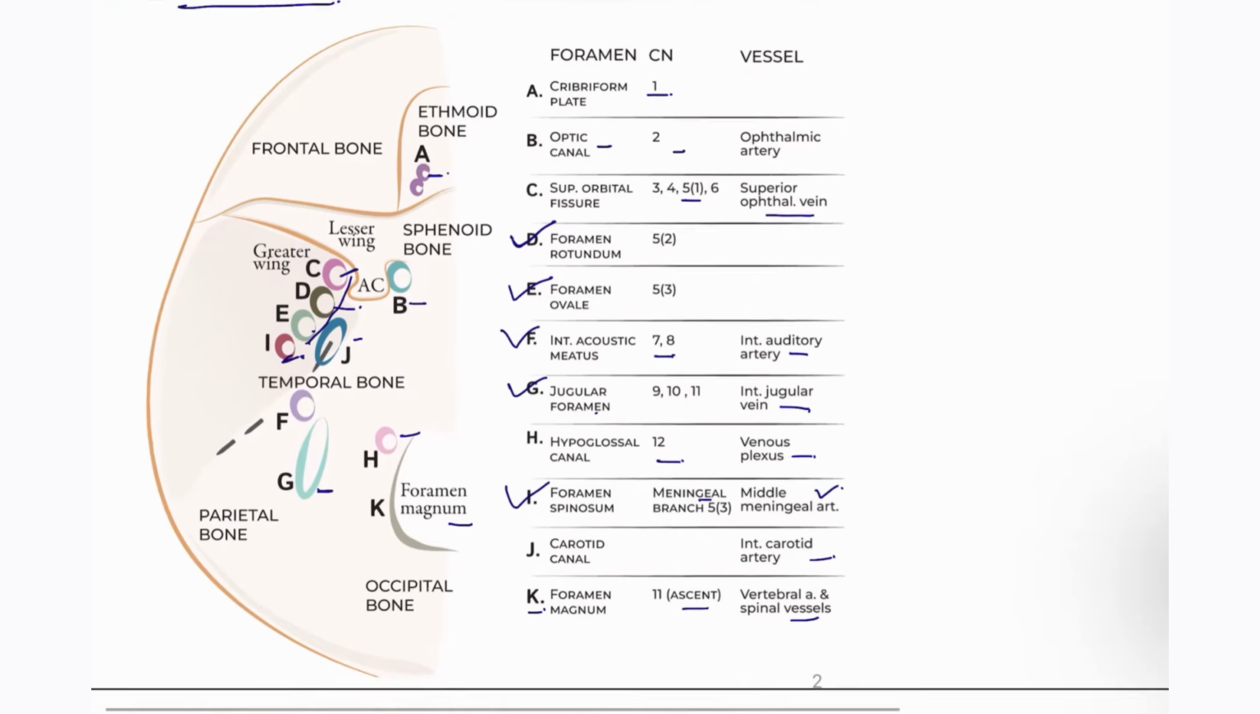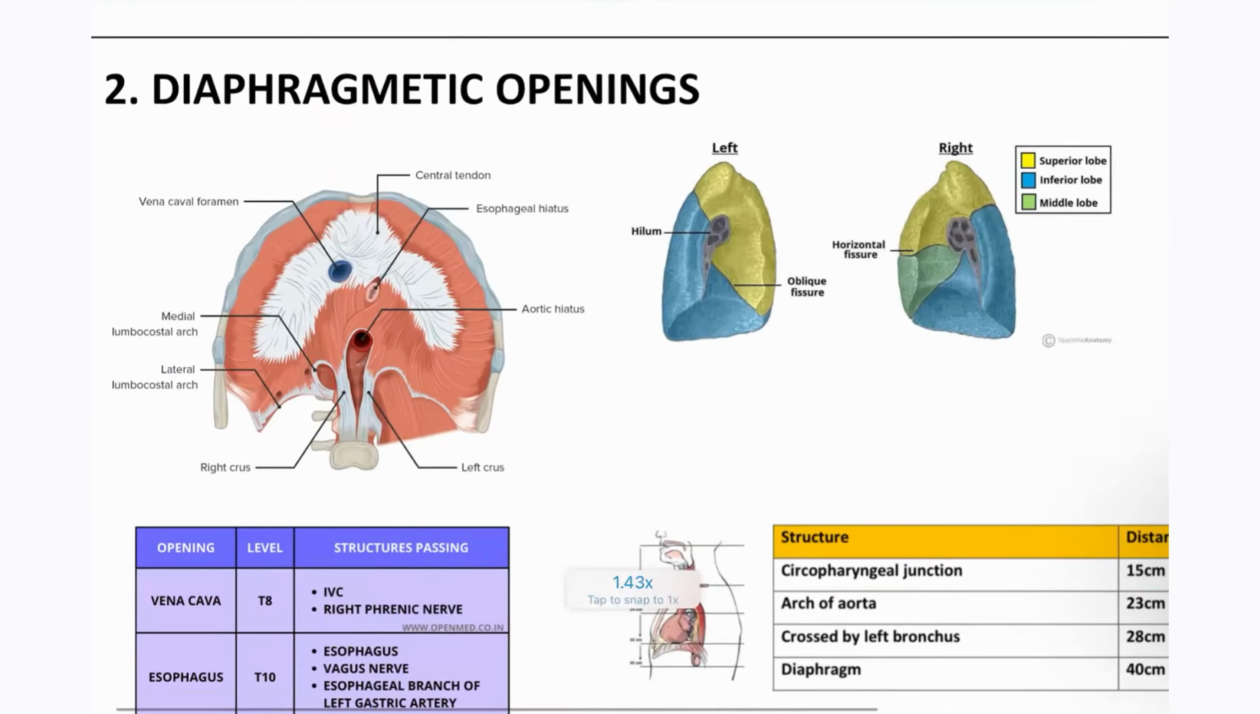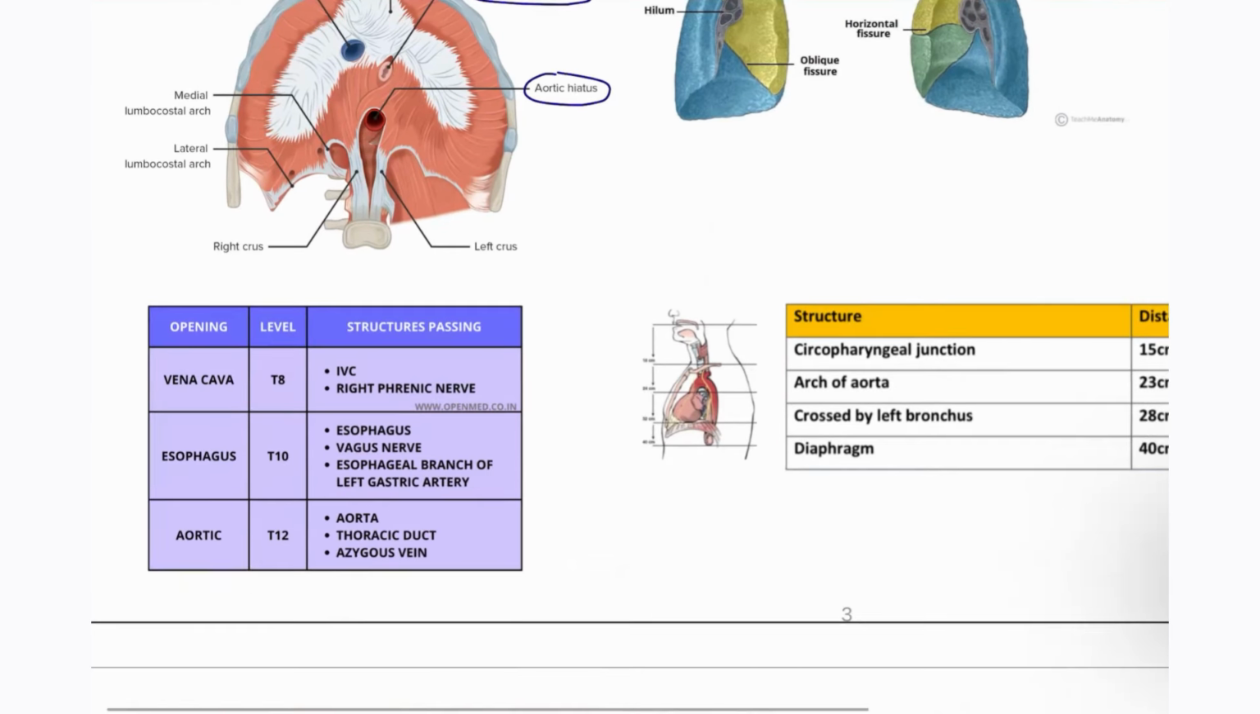Okay. Next, moving on to the diaphragmatic openings. In the diaphragmatic openings, there are three important openings, right? One is the vena cava foramen, another one is the esophageal hiatus, and then the aortic hiatus. Okay, these three are the diaphragm openings, right? In this, you have to remember the vertebral levels. Here you can see the vena cava is T8, the esophagus T10, and the aortic is T12.